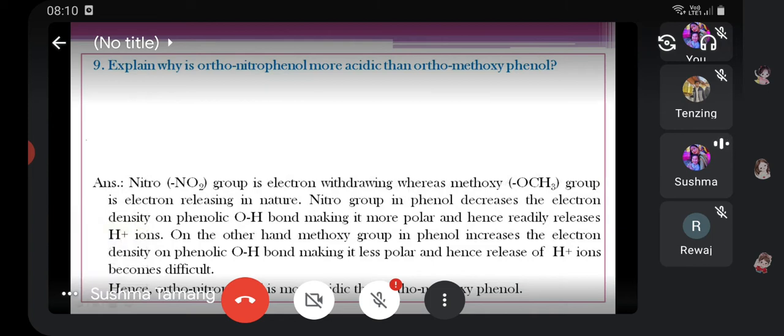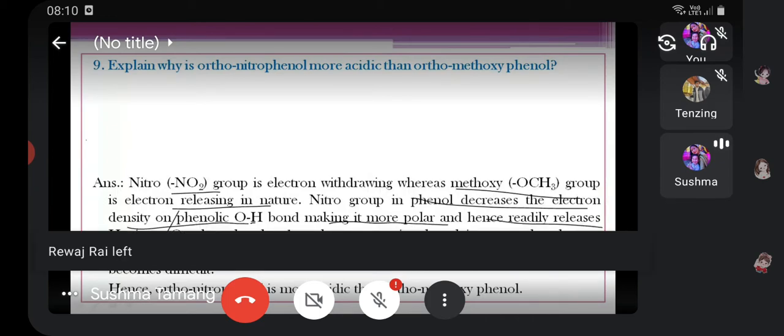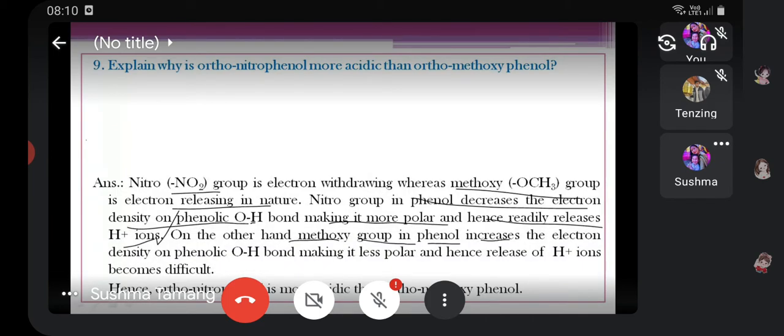So nitro group, electron withdrawing group. So यसले के गर्छ, decreases electron density around OH bond, making it more polar and hence readily releases H plus ion. On the other hand, methoxy group in phenol increases the electron density on phenolic OH bond, making it less polar and hence release of H plus ion becomes difficult. So ortho-nitrophenol is more acidic than ortho-methoxyphenol.